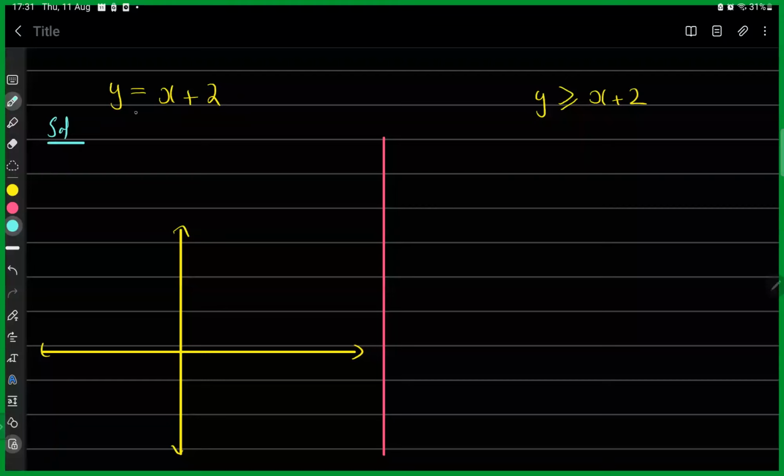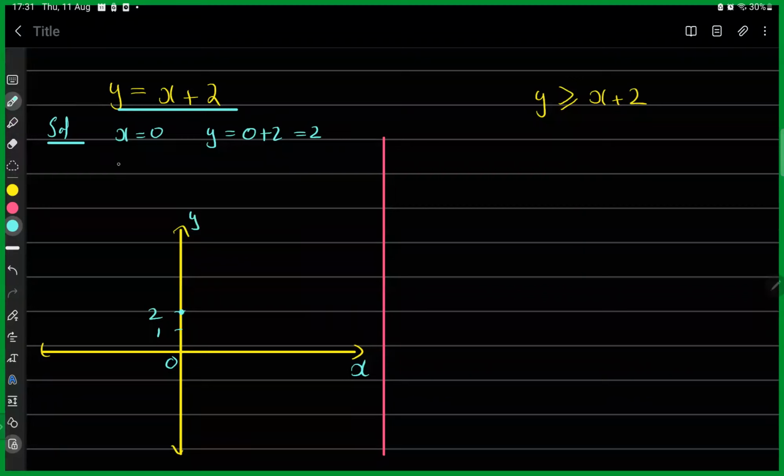It says y equals x plus 2. I can use x equals 0 in the equation. This would give me y equals 0 plus 2, and it would be 2. So this means that when x is 0, y is basically 2. This is 1 and this is 2. So imagine your y is 2. So this is the first point.